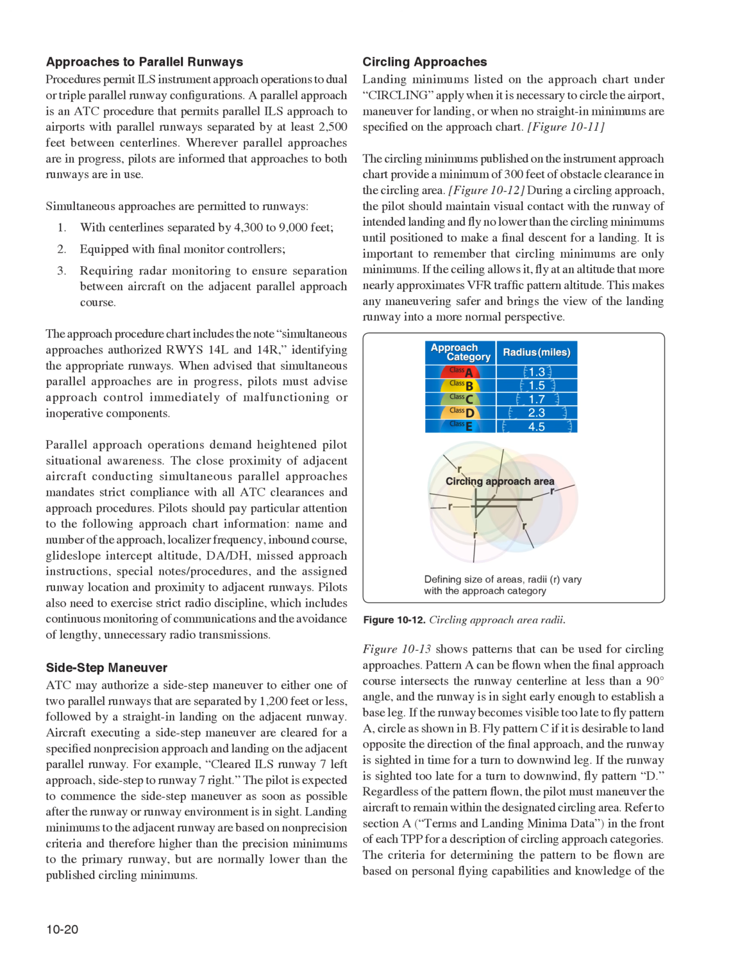It is important to remember that circling minimums are only minimums. If the ceiling allows it, fly at an altitude that more nearly approximates VFR traffic pattern altitude. This makes any maneuvering safer and brings the view of the landing runway into a more normal perspective. Figure 10-13 shows patterns that can be used for circling approaches. Pattern A can be flown when the final approach course intersects the runway centerline at less than a 90 degree angle, and the runway is in sight early enough to establish a base leg.